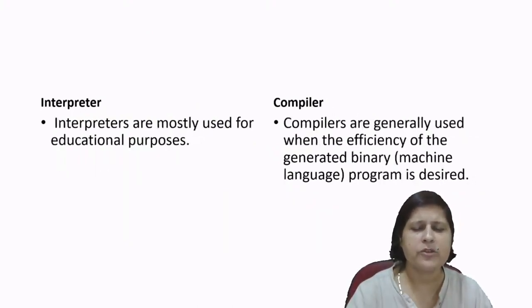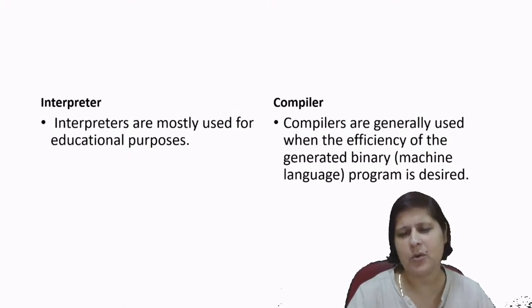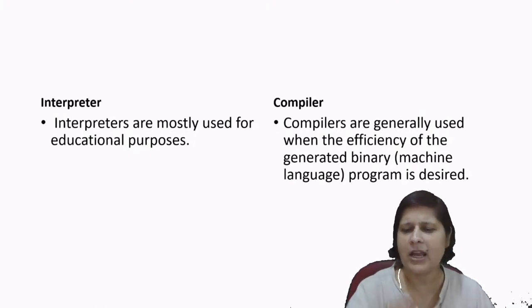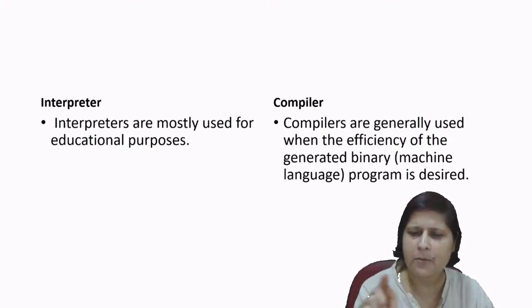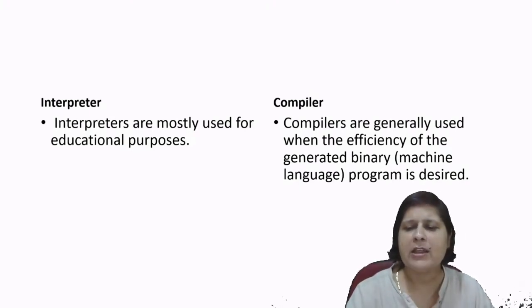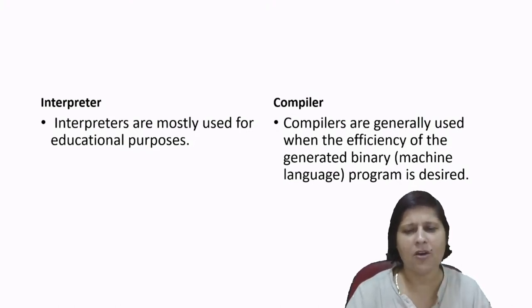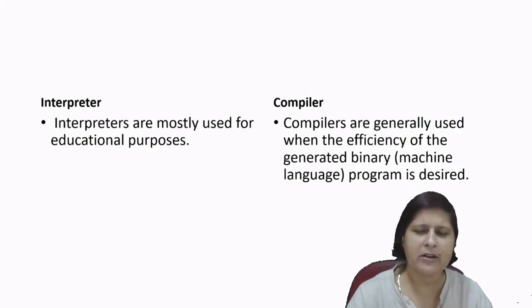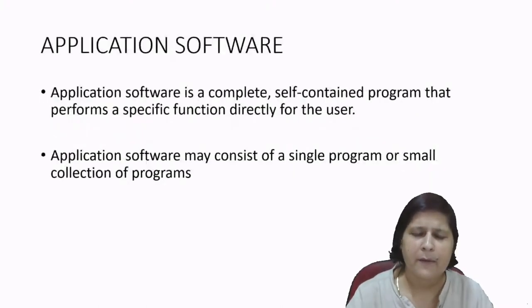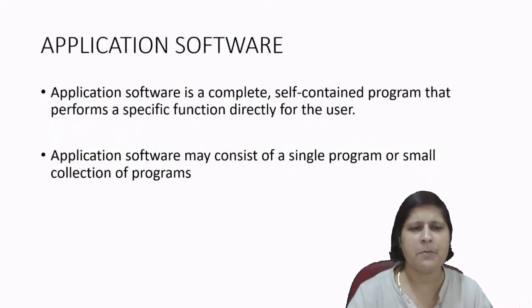Interpreters are mostly used for educational purposes. When you are teaching someone, you use the interpreter so that you can come to know what the problems are in any of the lines. And compilers are generally used when the efficiency of the generated binary, that is the machine program, is required. The compiler increases the efficiency of the program, while the interpreter is used for educational purposes.